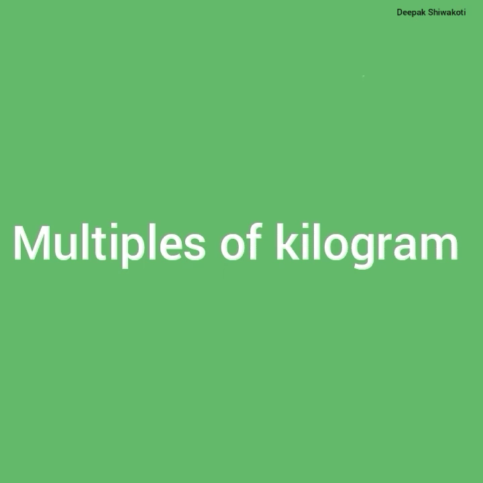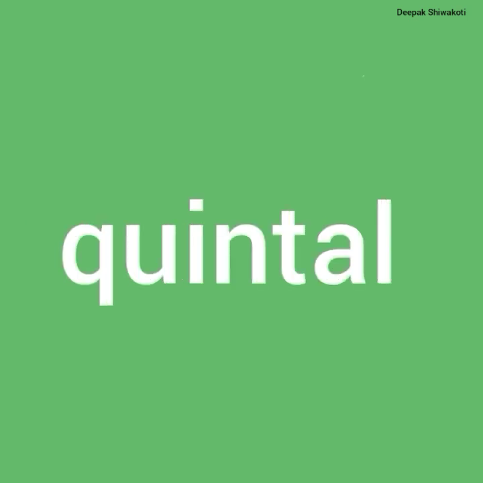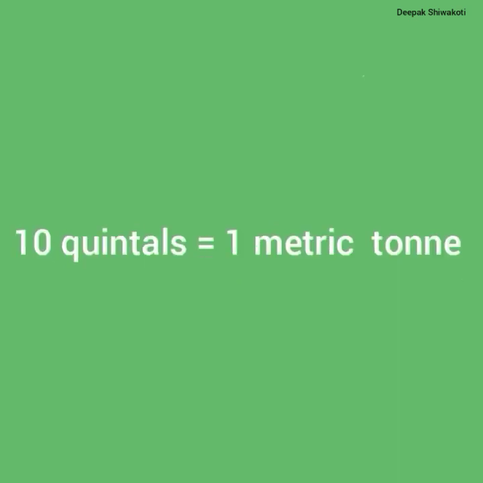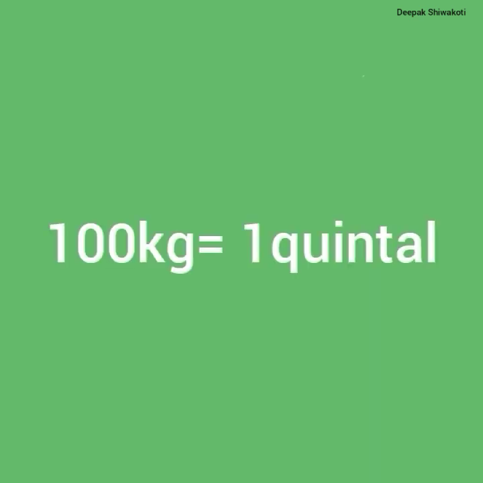Now for measuring mass of heavier bodies, we use bigger units, that is the multiples of kilogram. We use quintal as a unit of mass to measure more than 100 kg. Similarly, if an object's mass is more than 10 quintals, then we use bigger units like metric ton. 1 metric ton is equal to 10 quintals and 100 kg is equal to 1 quintal.